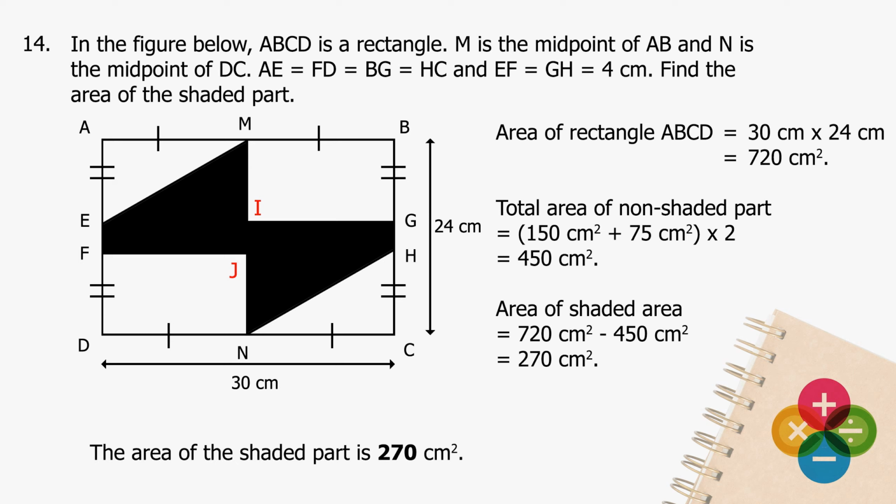The total area of non-shaded part will be add 150 square centimeters to 75 square centimeters, and then multiply by 2, and the product is 450 square centimeters. The area of shaded area will be subtract 450 square centimeters from 720 square centimeters, and the difference is 270 square centimeters. The area of the shaded part is 270 square centimeters.